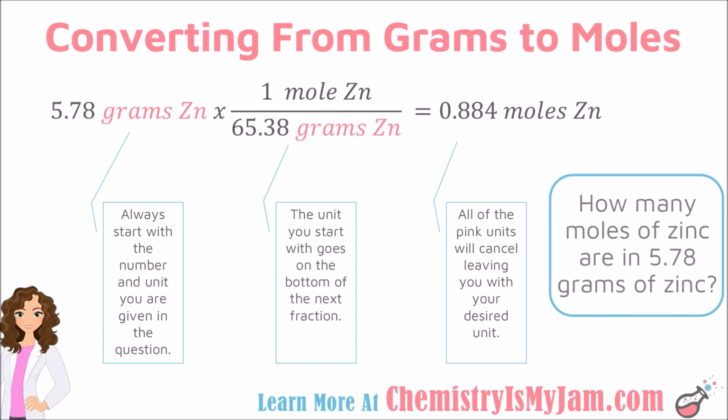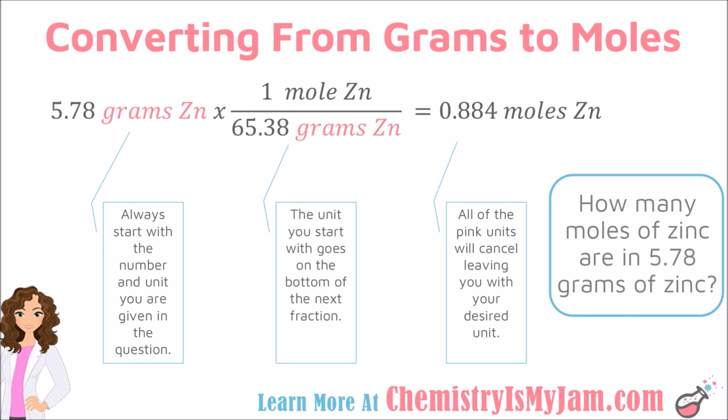Let's look at another example, but this time we're going to use the conversion factor the other way. This time we're going to convert from grams to moles. The question is, how many moles of zinc are in 5.78 grams of zinc? Once again, you want to start with the number and the unit that you're given in the question. So start with 5.78 grams of zinc. Then you want to set up a conversion factor, and in your conversion factor, whatever unit you started with needs to go on the bottom. So this time I've put the molar mass on the bottom per 1 mole on the top.